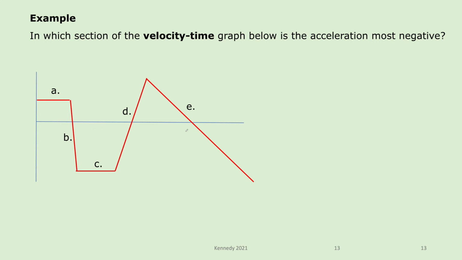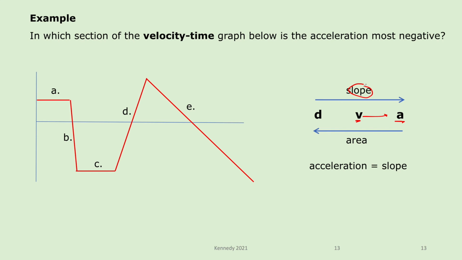Here's another example. Let's see how this is working. In which section of the velocity time graph below is the acceleration most negative? Most negative. Well, it's a VT graph, okay? And we're asked about acceleration. Oh, well, that's moving to the right, of course. So in other words, we're talking slope here. So it asks about acceleration, but I think slope.